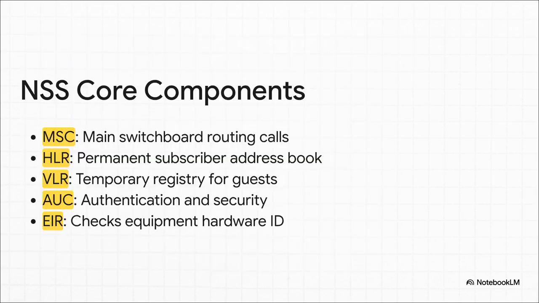Now, this core relies on a highly specialized team working seamlessly together. When you make a call, the MSC acts as the main switchboard. It checks the HLR, which is like a permanent address book, to confirm who you are. But because you're mobile and moving around, you're also logged into a VLR, a temporary guest registry for whatever area you're currently in. Meanwhile, the AUC is handling your security authentication behind the scenes, and the EIR checks your phone's unique hardware ID to instantly block stolen devices. It's a brilliantly coordinated digital dance.